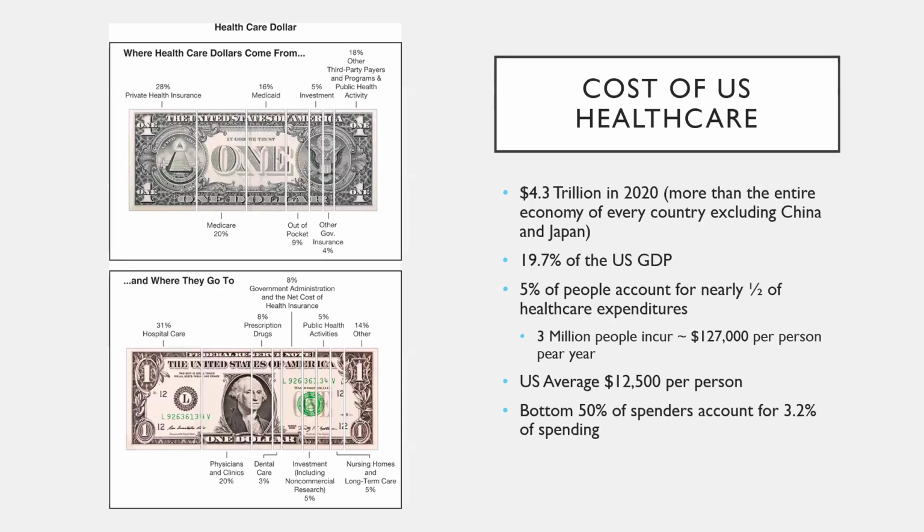And we have a lot of high utilizers, so 5% of people account for almost half of our healthcare expenditures. And then on the left, you can see where the health dollars come from, so private insurance, Medicare, Medicaid. And then on the bottom, you can see where they go. As I mentioned, inpatient stays being the most expensive.